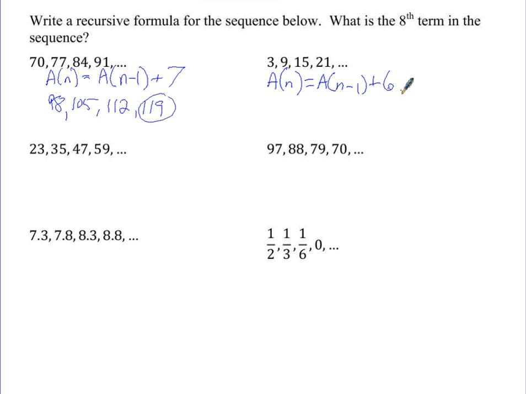Now we've got to come up with the 8th term. We have 4 already, so we're going to have 21 plus 6 is 27. 27 plus 6 is 33. 33 plus 6 is 39. 39 plus 6 is 45. Do I have to keep going? No. Nope. Done.